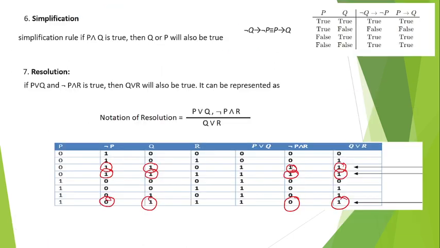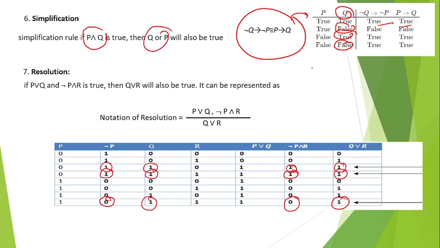Now I have the simplification rule. P and Q implies P, and this is the truth table for it: true, true, true, true, false. Based on this we take the result. The simplification rule says that if P and Q is true, then P will also be true, correct? So this is one statement.